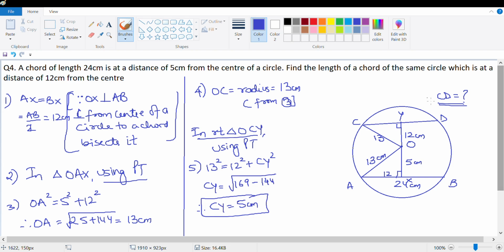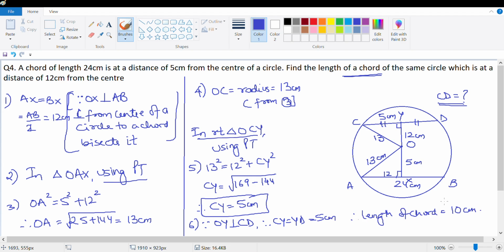Now what do we need to calculate? We need to calculate the length of the chord. So we've just calculated half of it, which means YD is also equal to CY. So the total length will be 10. We still need to write that. Since OY is perpendicular to CD, therefore CY is equal to YD is equal to 5 centimeter. Therefore length of chord is equal to 10 centimeter. Done. Let's look at the next question. The next question that we do is question number 5.